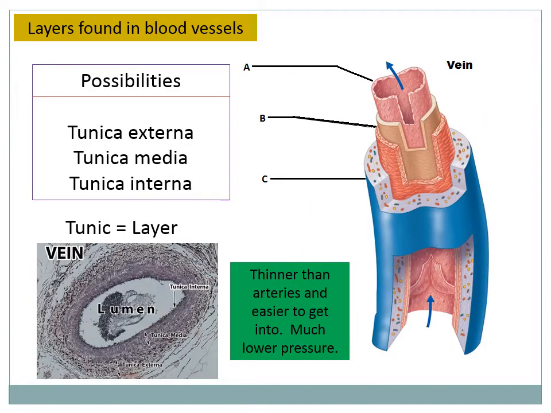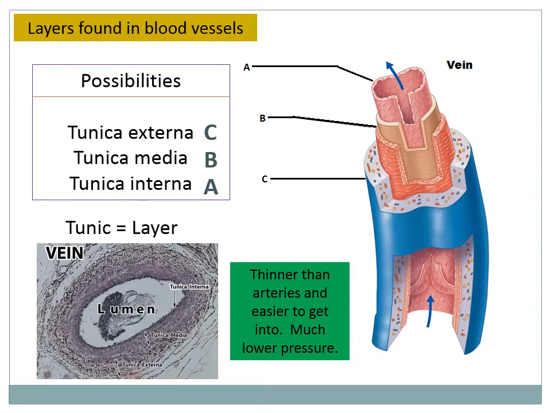Next blood vessel we're going to take a look at here is the vein. Looking at A, B, and C here, they're the same as they were on the last slide because A is the most internal. It's going to be the tunica interna. B is in the middle, therefore it's the tunica media, and C is the tunica externa because it is the most external layer. Now, if you look between the pictures of an artery and a vein, the arteries are much thicker and stronger than the veins are.